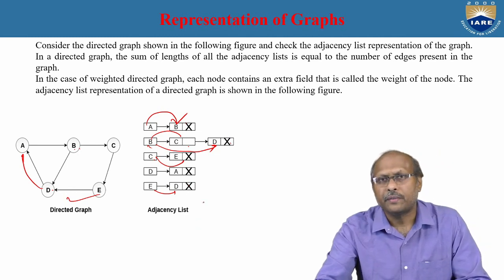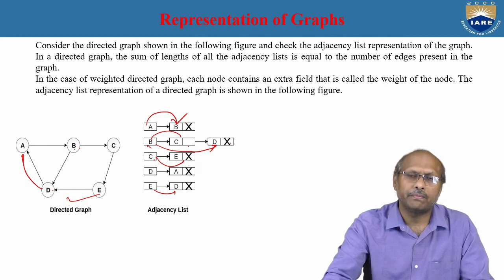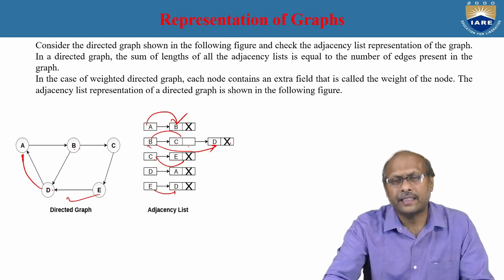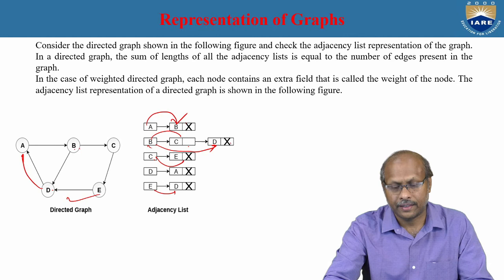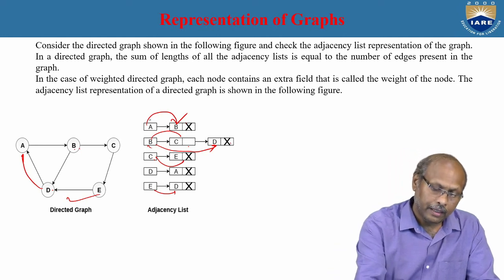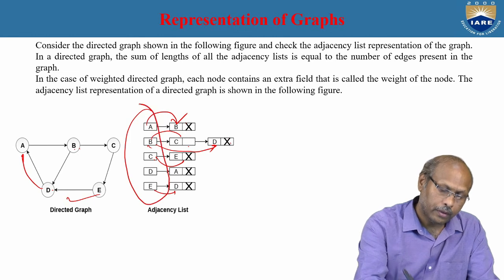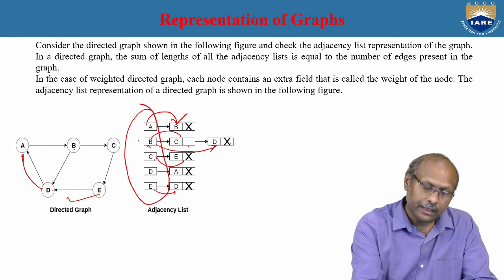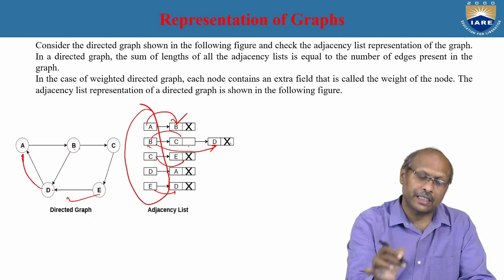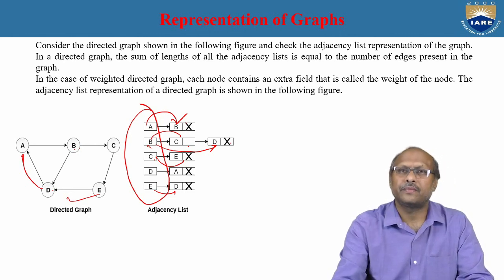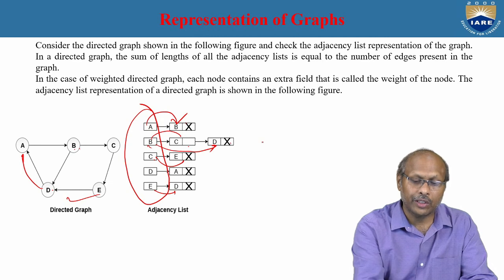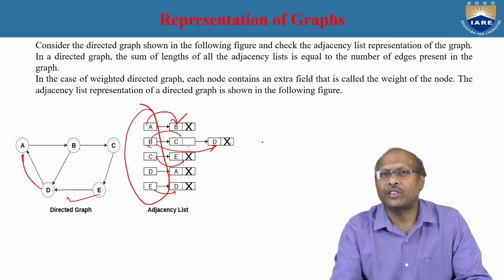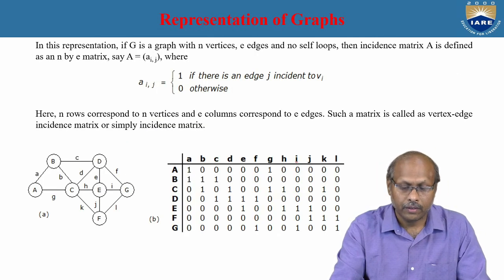So remember, a graph can be represented by two things: one is the adjacency matrix, the second is the adjacency list. In the adjacency list there are two parts. One is the set of vertices, and the second is the nodes connected to each vertex, which you write through a linked list. So each one is a linked list. That's why it is called linked representation.